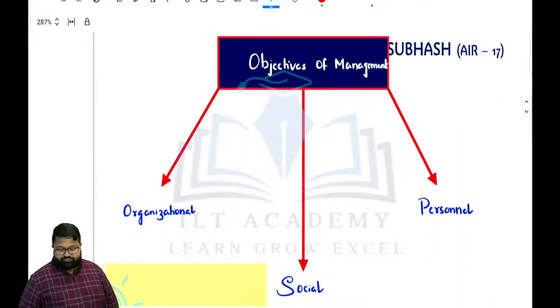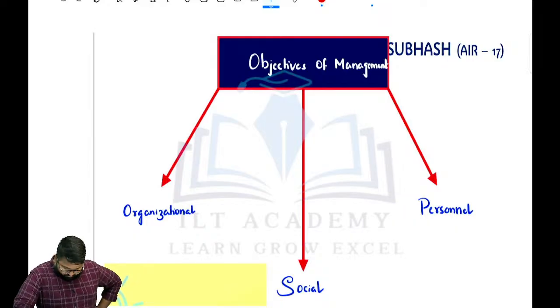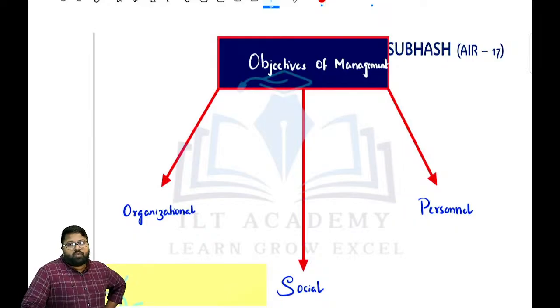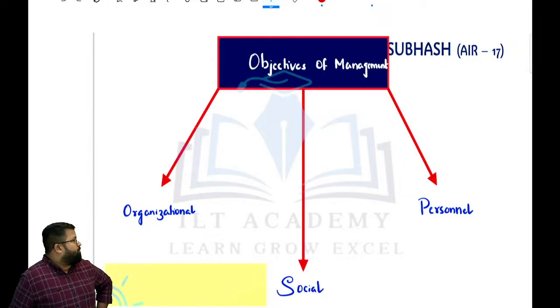Objectives of management. What are the objectives of management? There are totally 3 objectives. The first one is organizational, social and personal.